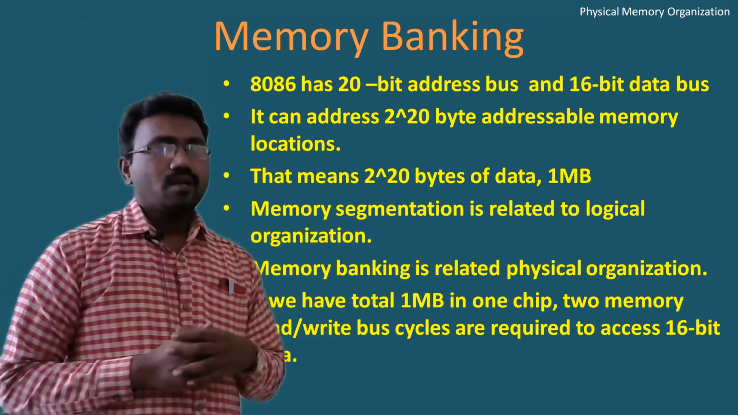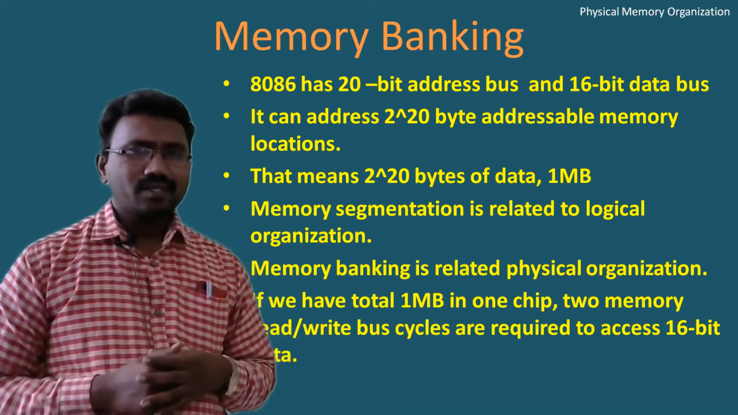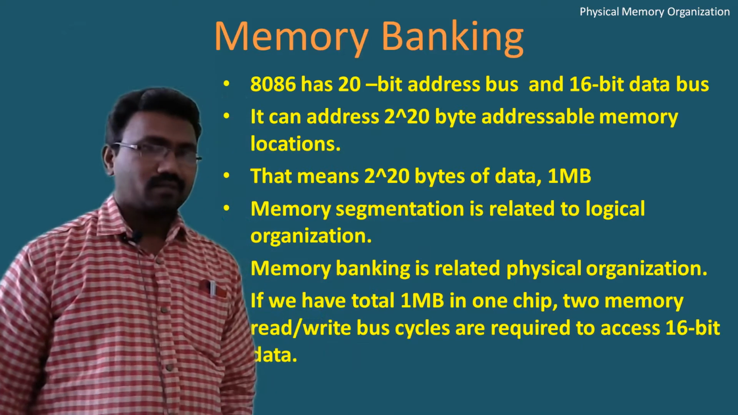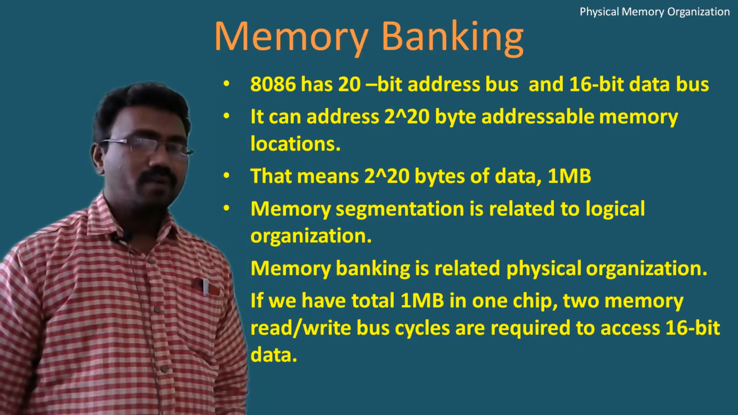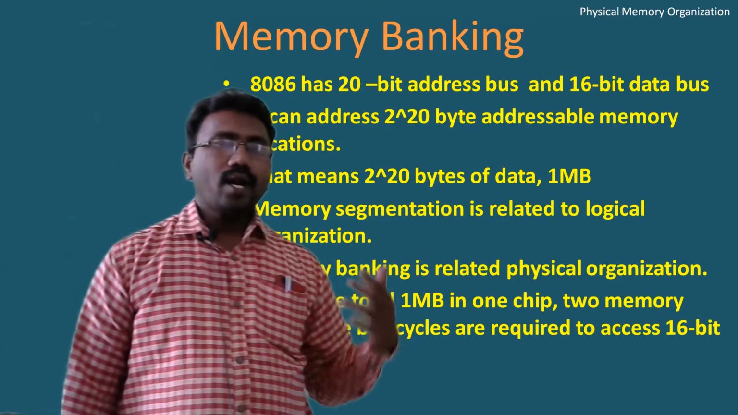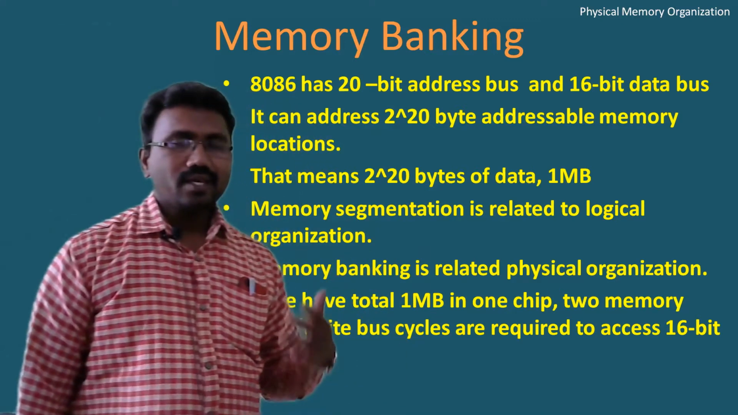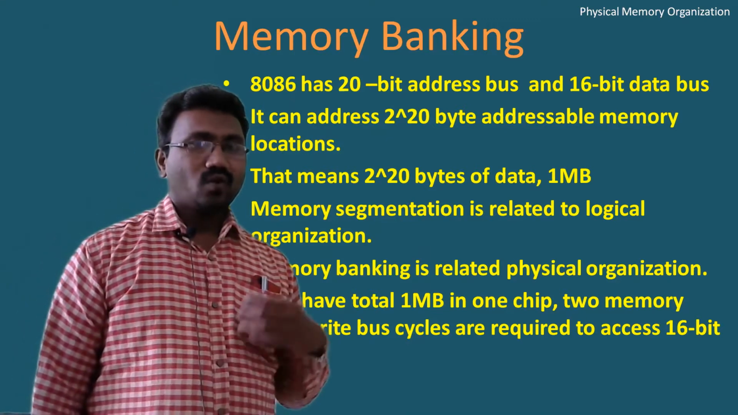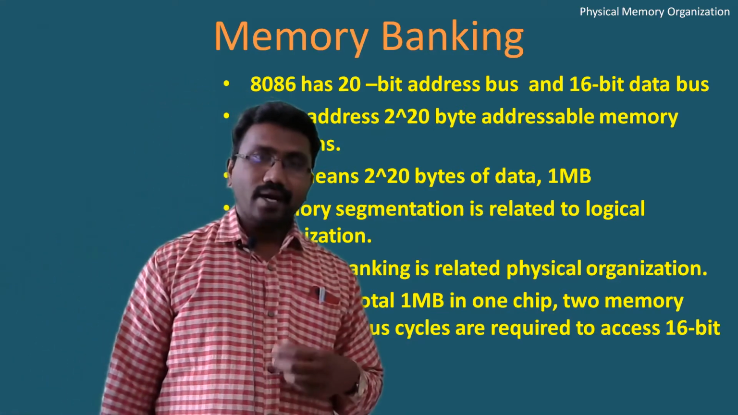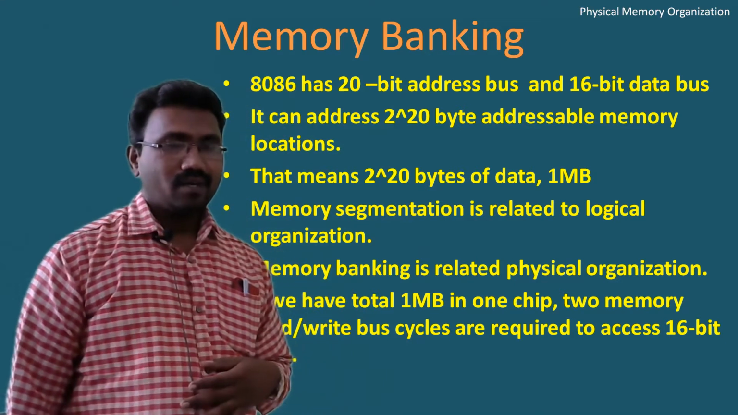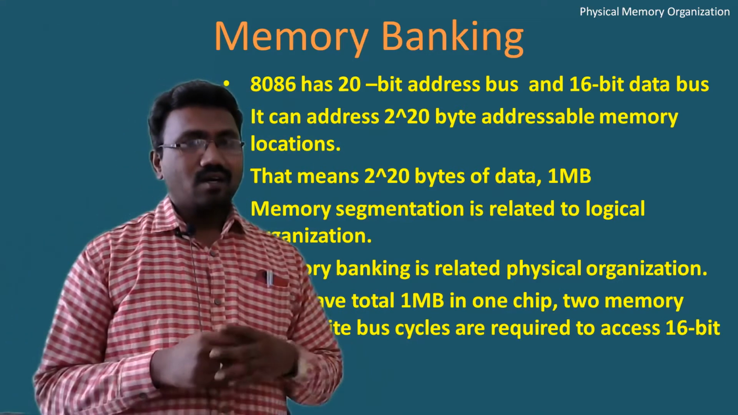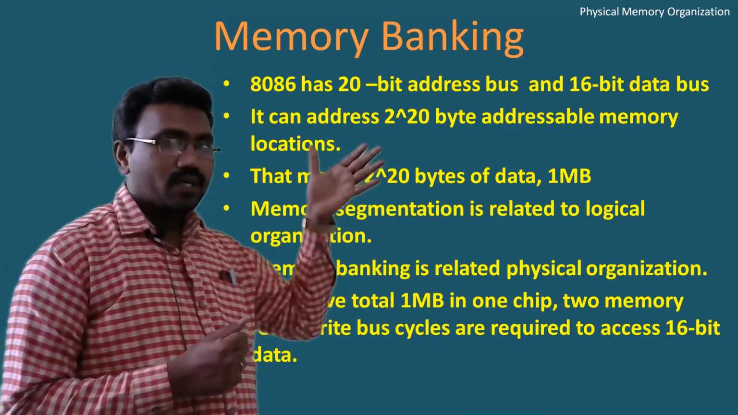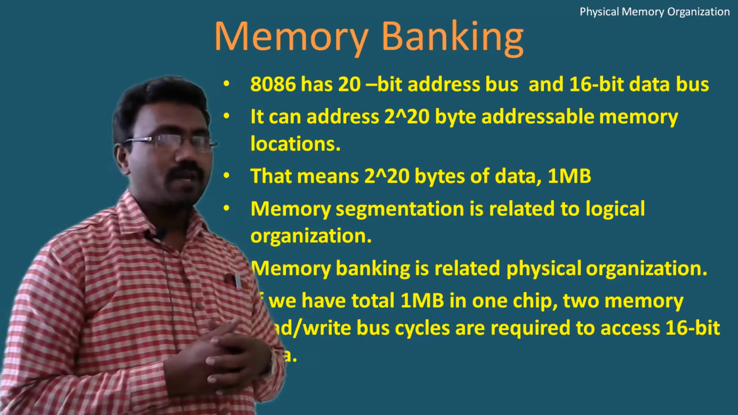So here, memory segmentation. In the previous sessions, we have seen memory segmentation, which is related to logical organization. Logical organization of memory is nothing but logically the 1 MB memory is divided into segments. Each segment size is 64 KB. The total number of segments is 16. The types of segments: code segment, data segment, extra segment, stack segment. Dividing the 1 MB memory into segments is the logical memory organization.